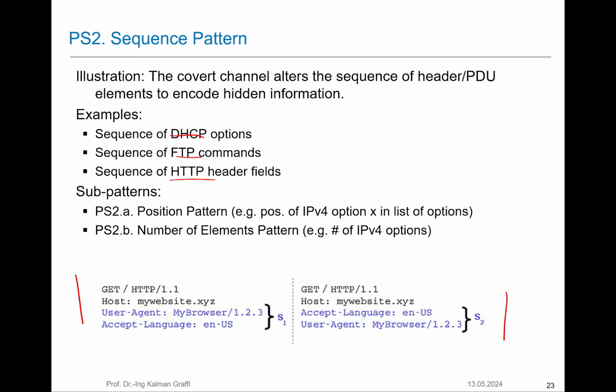And you can change the order. Depending on which order you have, that can be associated with 1 or 0, or depending on how many options you have and how many potential orders you have, that can also be more bits that you encode. That's basically the position pattern, where they are, and also the number of elements pattern. If, for example, you don't tell your browser and you leave it out, that can also be a signal. So let's say you agree with your communication partner on a code of 10 potential header information.